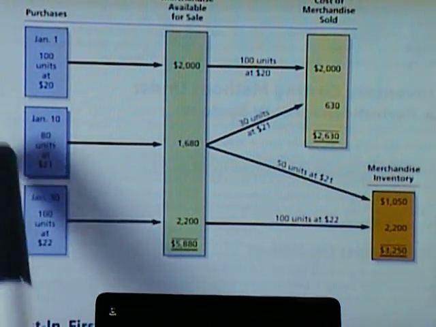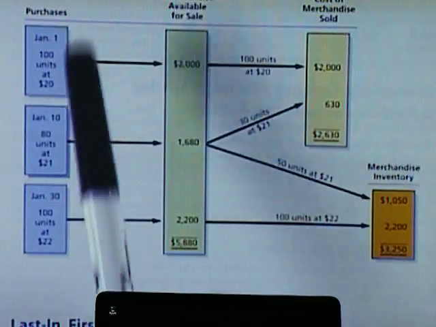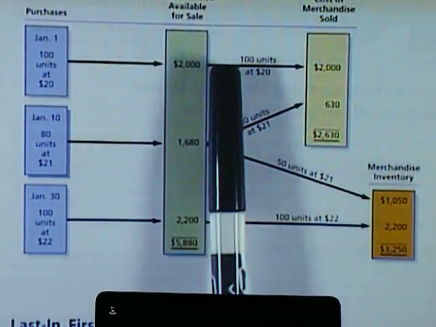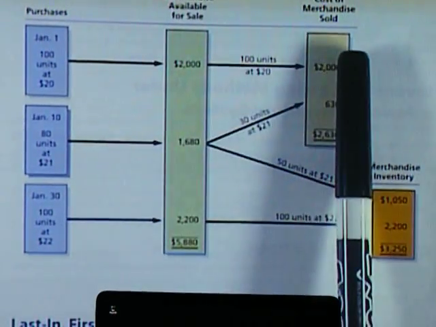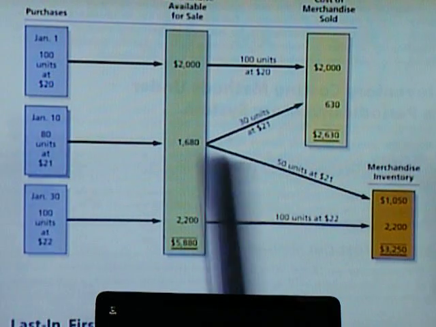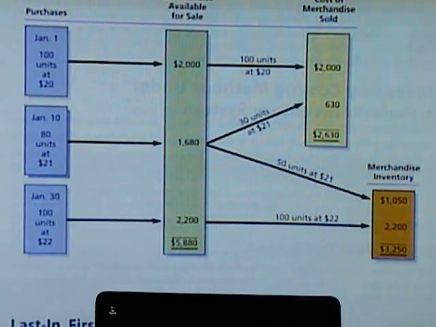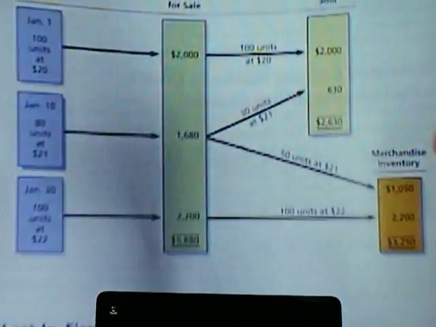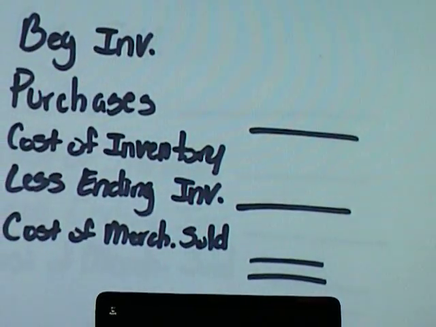Now, you can see on Exhibit 5 from page 320, we've got our purchases column, merchandise available for sale, we've got our cost of merchandise sold. And then down here we've got our merchandise inventory that we've captured. This little grid probably doesn't make a whole lot of sense. So I'm going to kind of try to put it in easier terms for you. So what I want you to do is follow along with me on page 320 as we go over this particular material here.